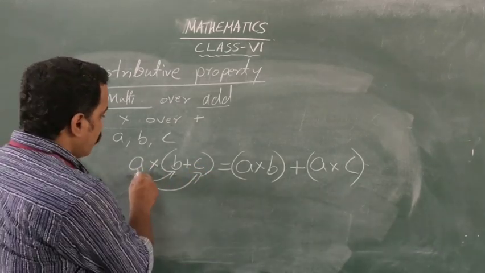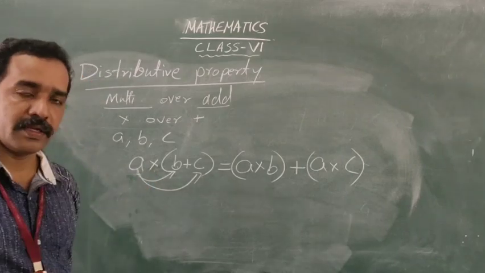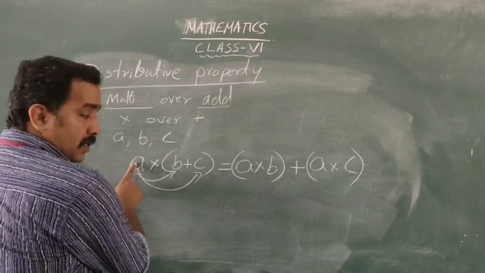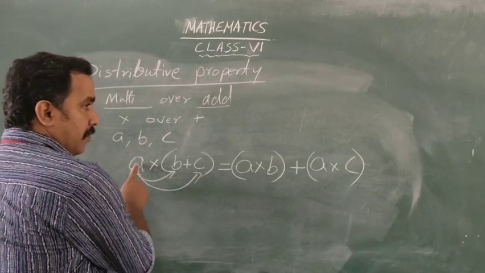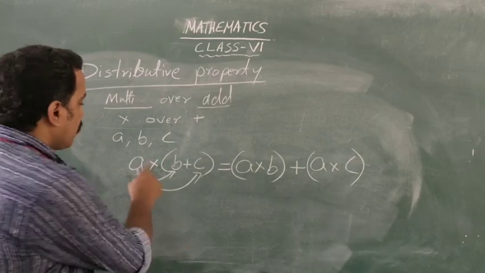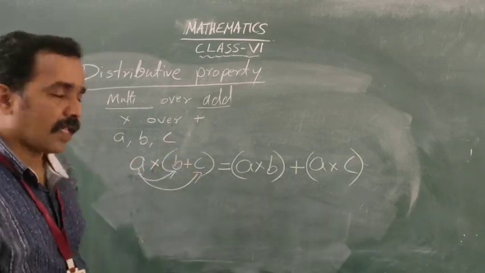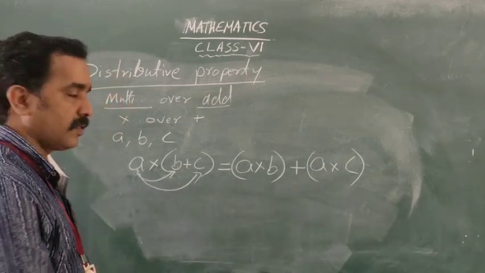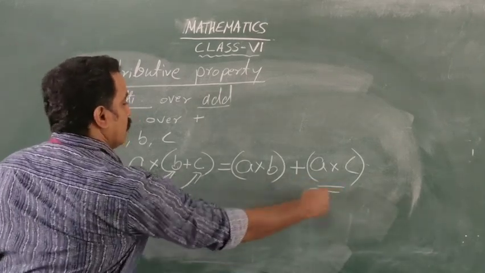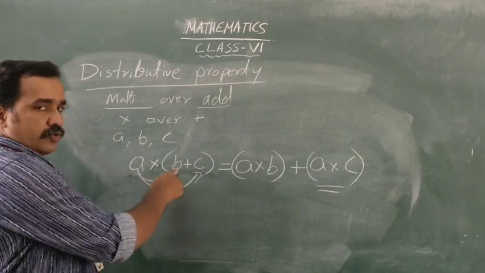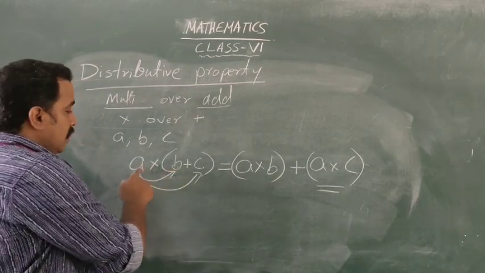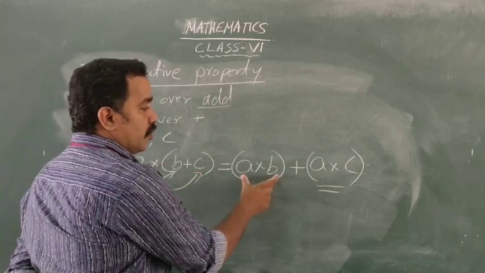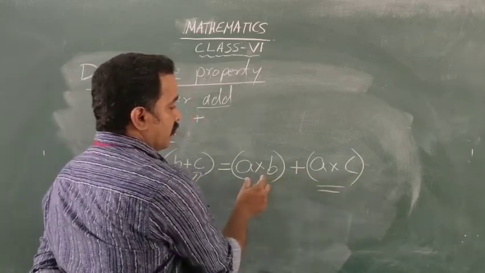And here, while distributing, in the case of numbers, distributing means we are multiplying. That means multiplying A with B and multiplying A with C, and we will get two products. Those two products we are adding. That is what the distributive property is. A we are distributing to B, that is A into B. A we are distributing to C, that is A into C. Then those two products we are adding.